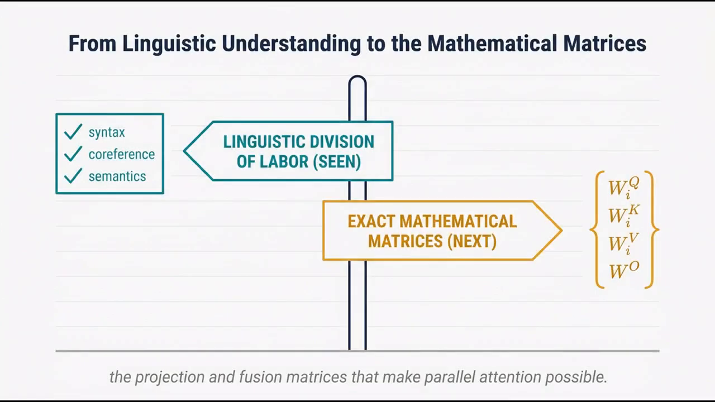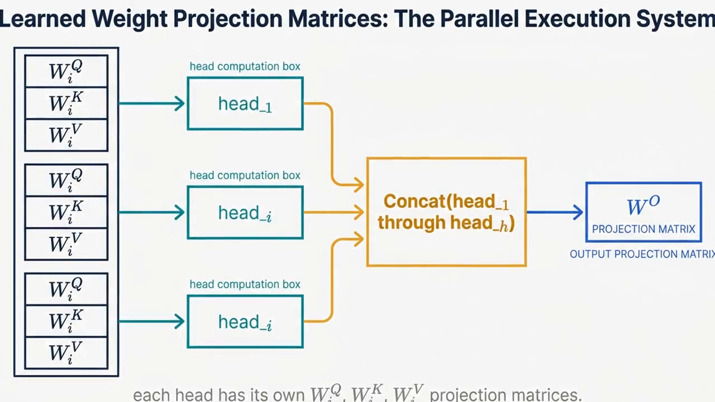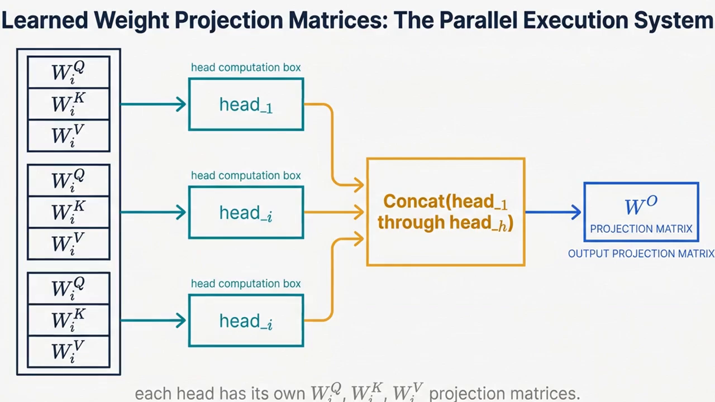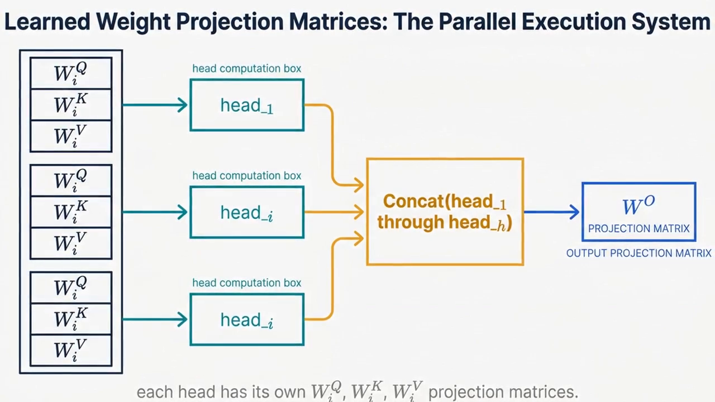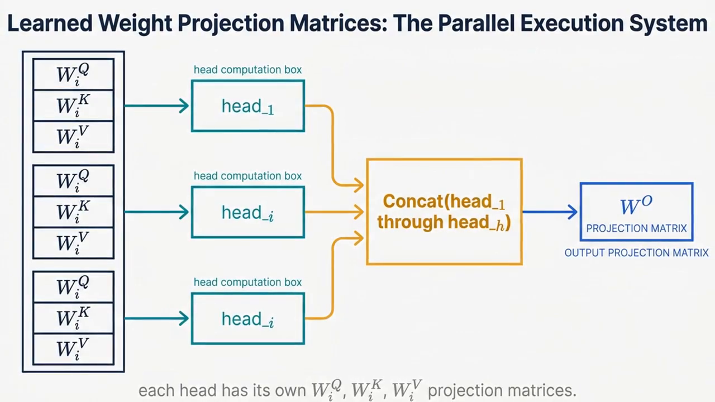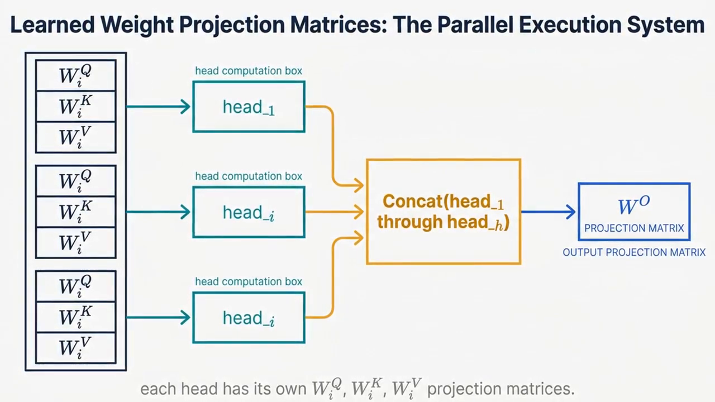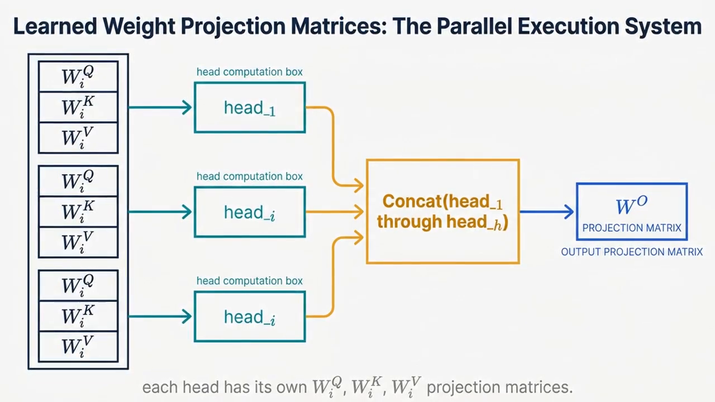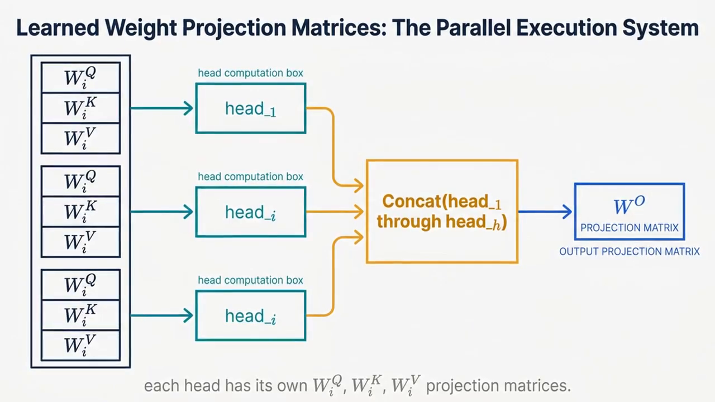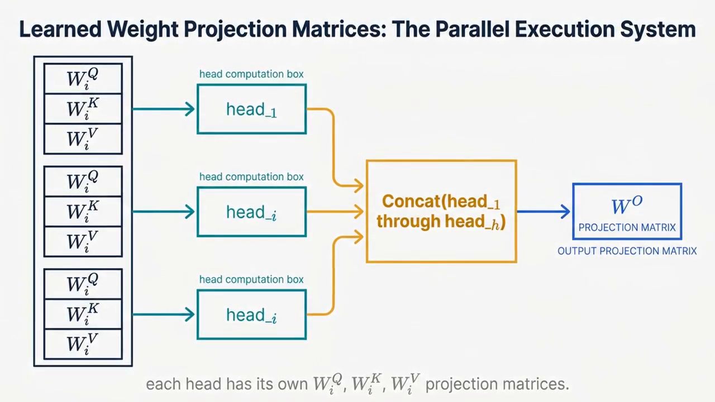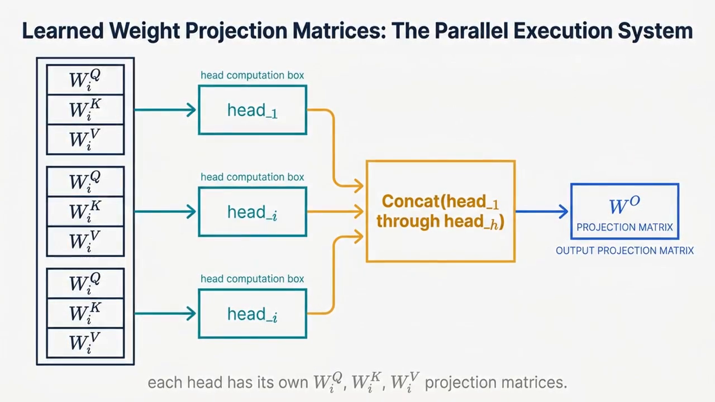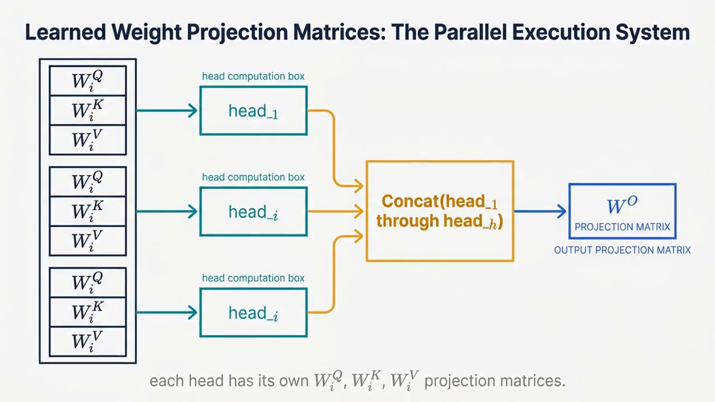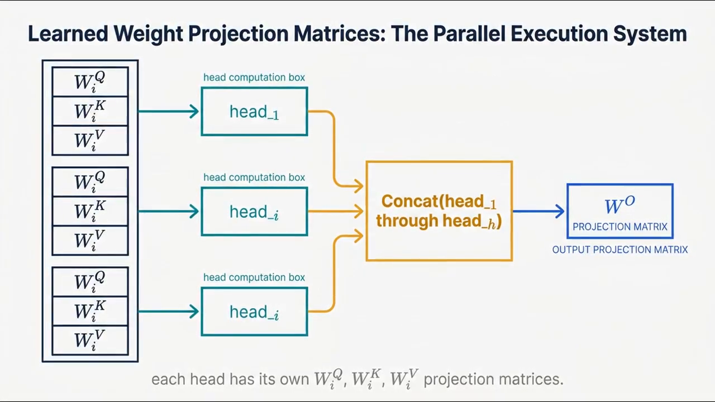Now that we have seen the linguistic division of labor, let us roll up our sleeves and look at the exact mathematical matrices that make this projection and fusion possible. The entire parallel execution is governed by a set of learned weight projection matrices that transform the input representation into its component subspaces. For each attention head i, we define three projection matrices: W_i^Q for queries, W_i^K for keys, and W_i^V for values. These matrices project our original high-dimensional vectors into the head's lower-dimensional space.